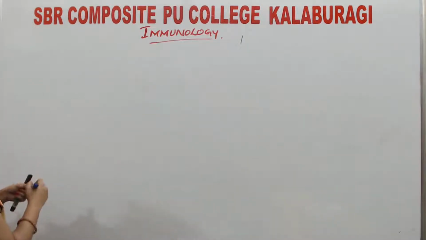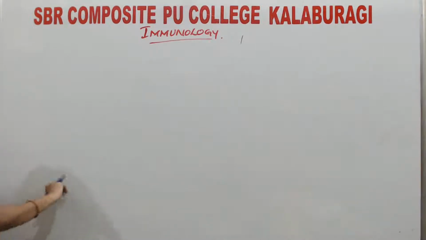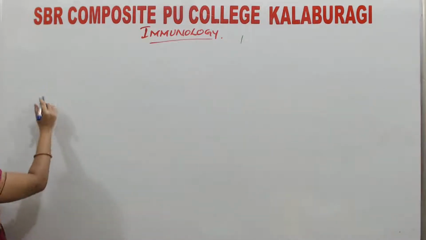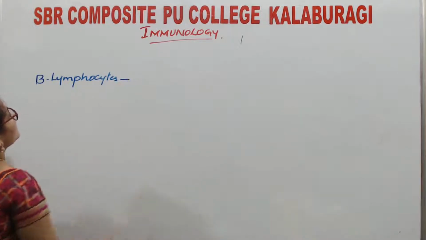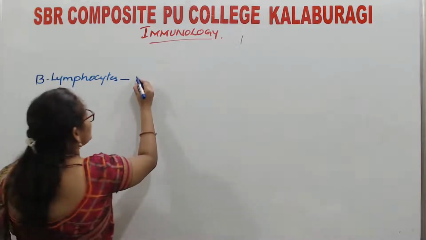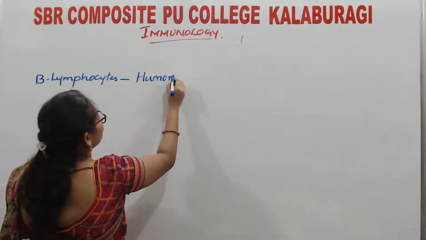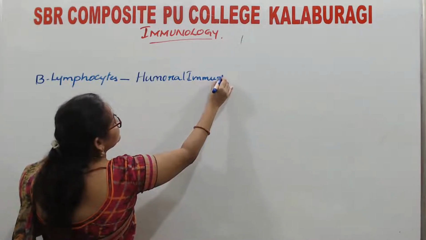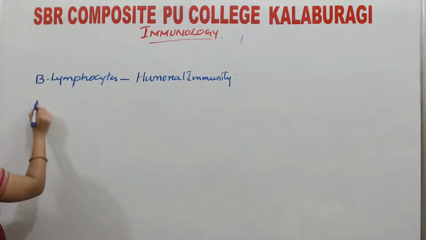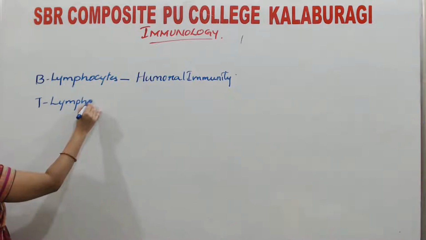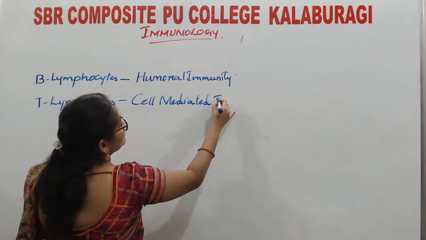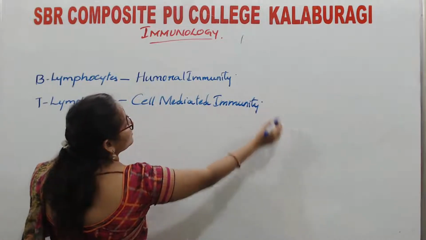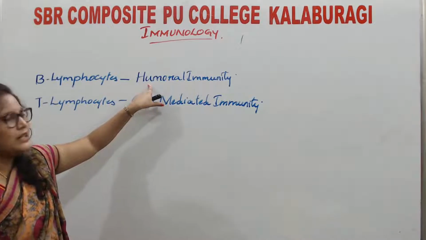See here, two types of immunities are there with respect to B lymphocytes and T lymphocytes. The immunity which is mediated by B lymphocytes is known as humoral immunity. And the immunity which is mediated by T lymphocytes is known as cell-mediated immunity. How is the mechanism? A bit later. See, what is humoral immunity?